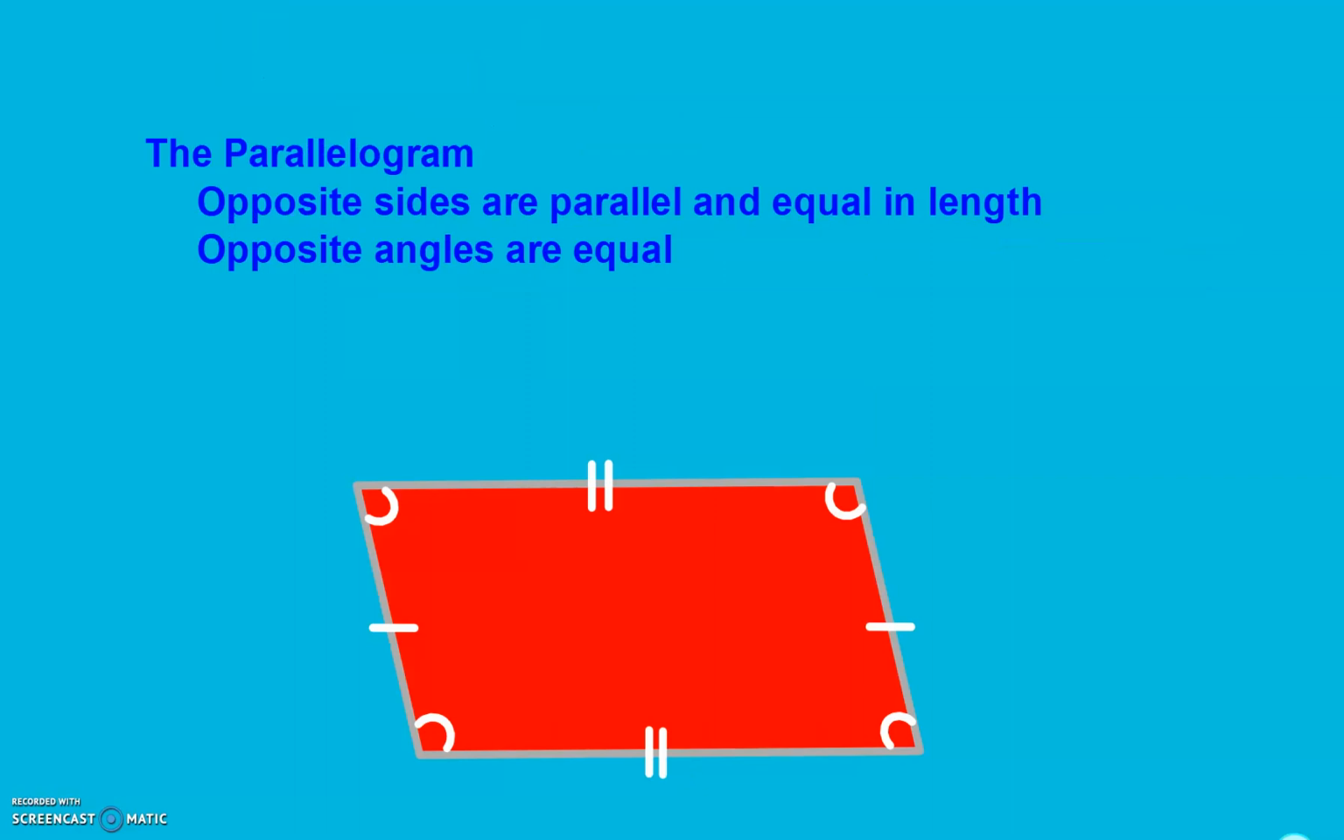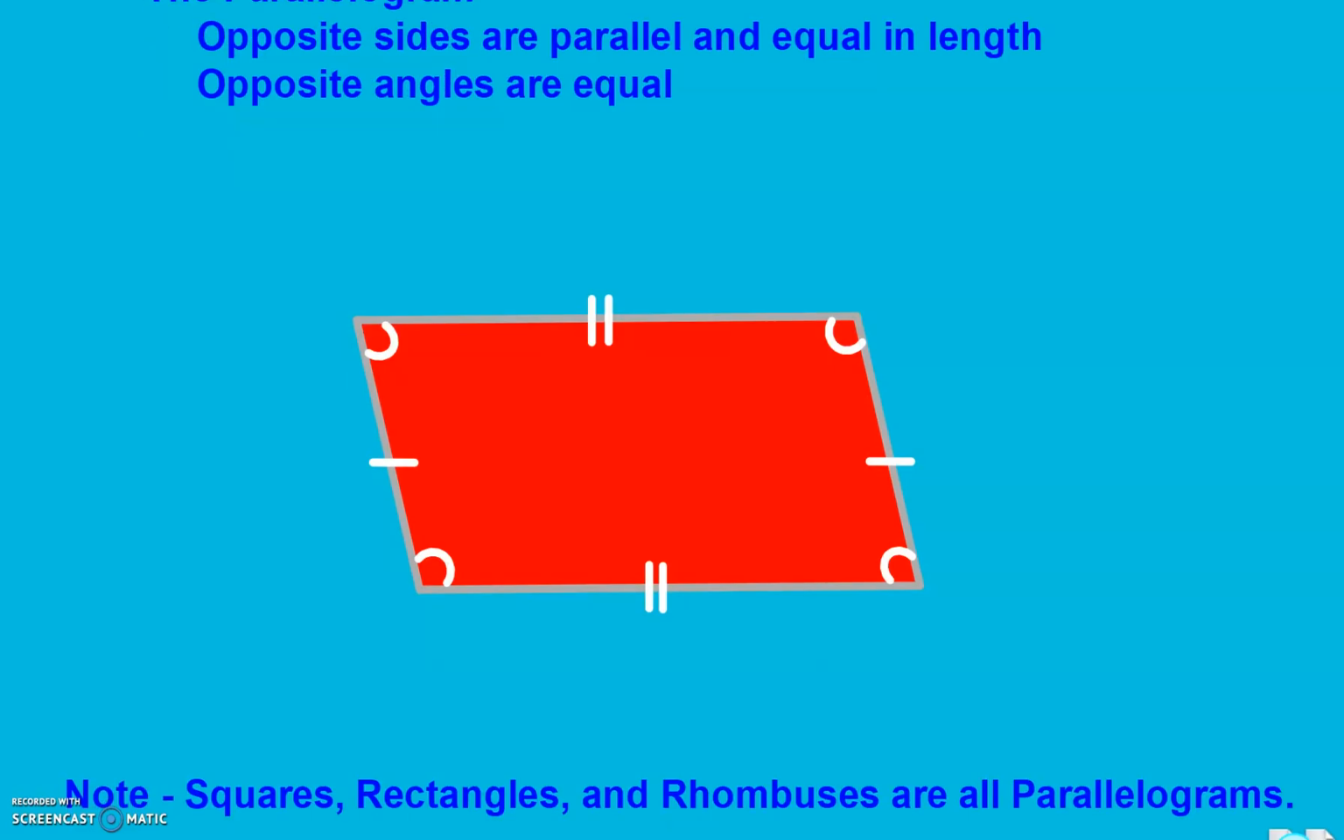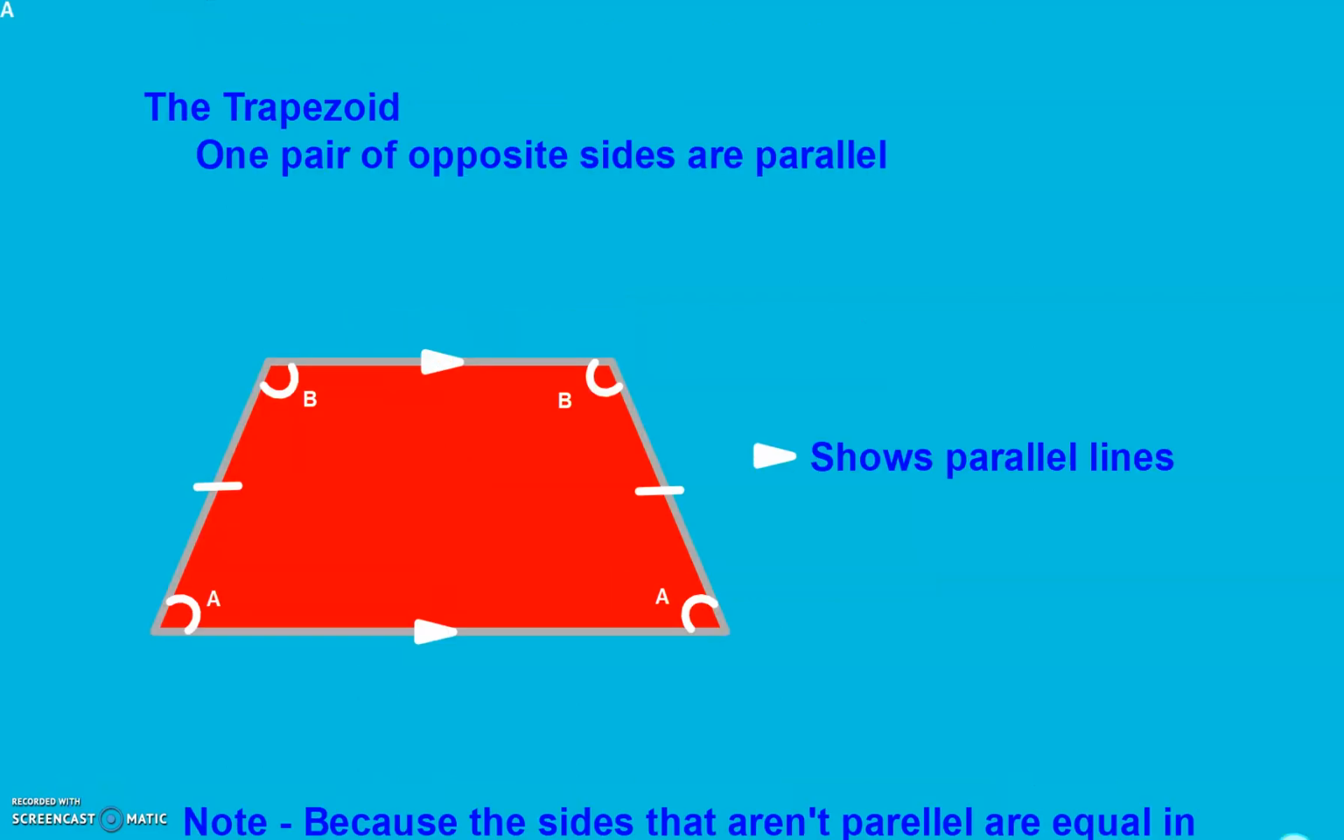So opposite sides are parallel and equal in length. Opposite angles are equal. So here my tops and bottoms are both parallel and equal in length. My lefts and rights are both parallel and equal in length. Opposite angles are the same as well. Here they don't have to be right angles. So note here, squares, rectangles, and rhombuses are all parallelograms as well.